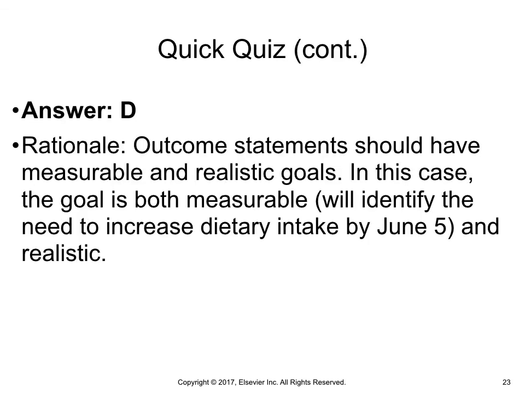The answer is D. The patient will identify the need to increase dietary intake of fiber by June 5th. Outcome statements should have measurable and realistic goals. In this case, the goal is both measurable and realistic.